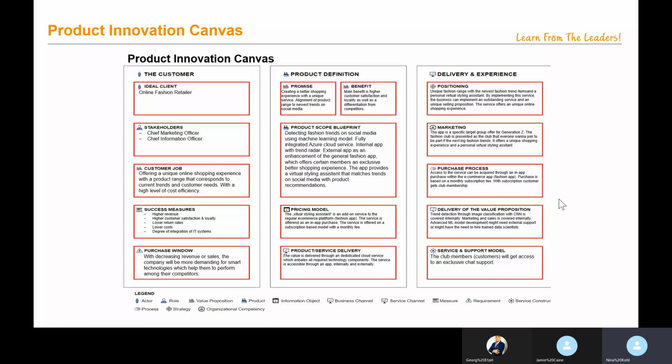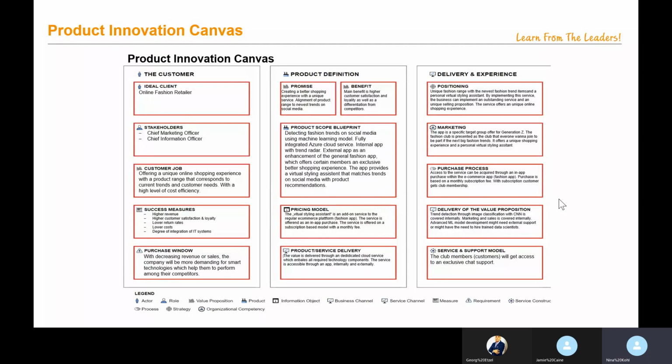So we have the pricing model linked to it: the virtual styling assistant or club membership is an add-on service to the regular e-commerce platform, the fashion app. The service is offered as an in-app purchase, and it is offered as a subscription-based model with a monthly fee.